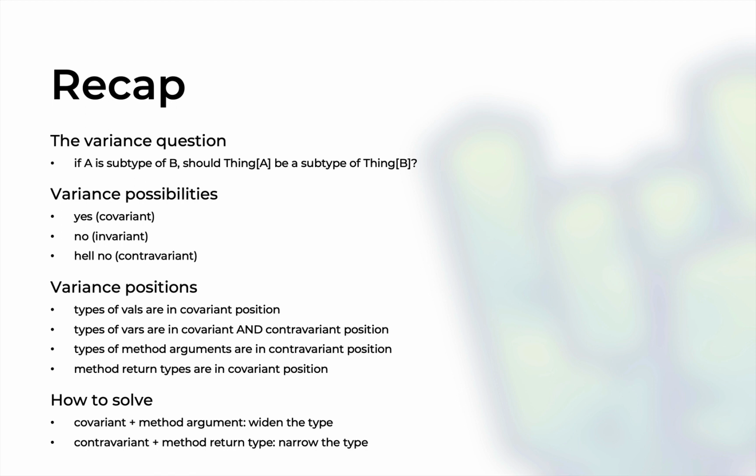And if you want to actually solve these combinations, for example, if you want to have a covariant data structure plus a method that takes an argument of type T that the generic type was defined with, then you need to widen the type, add another generic type argument, we call that S, which is a supertype of your initial generic type, and vice versa with the other combination, with a contravariant data structure with a method that returns the type that the data structure was defined with.